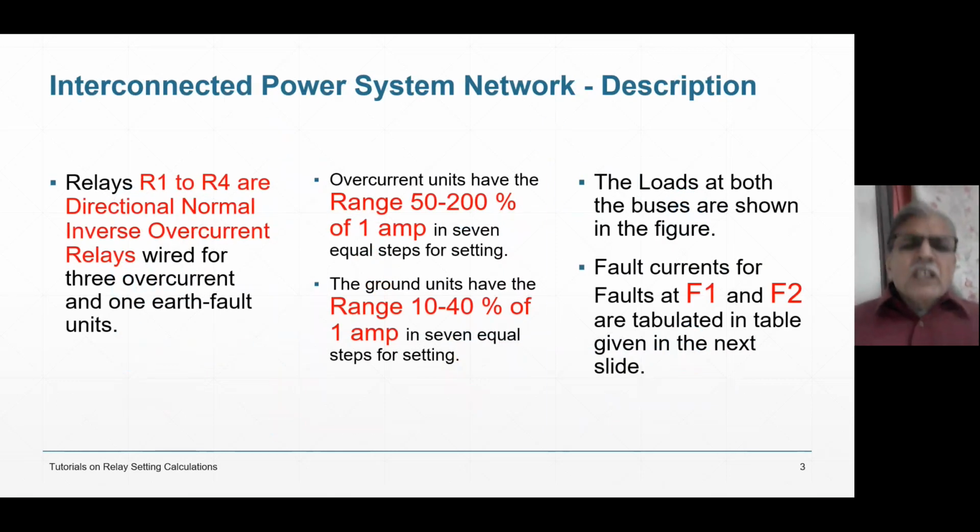The details are like this. Relays R1 to R4 are directional normal inverse overcurrent relays wired for 3 overcurrent and 1 earth fault scheme. Overcurrent units usual 50 to 200%. Ground relays usual 10 to 40%, 7 equal steps. Loads are shown in the figure. Fault currents are tabulated for F1 and F2.